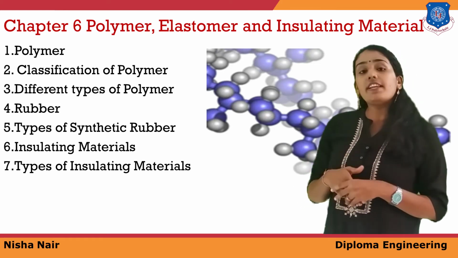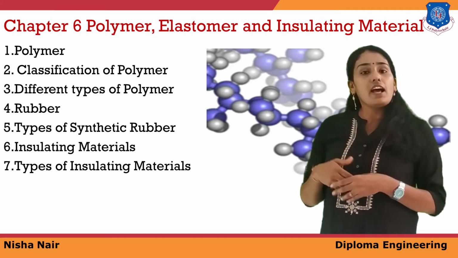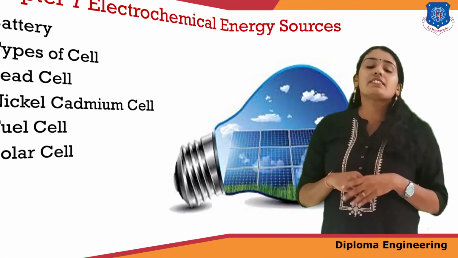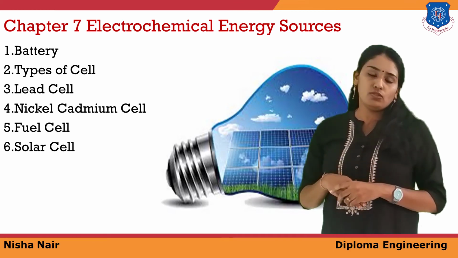Now, in insulating material, you are going to learn about two types of insulating materials, which are glass wool and thermocol. Now, the last chapter, seventh chapter, is about electrochemical energy source.